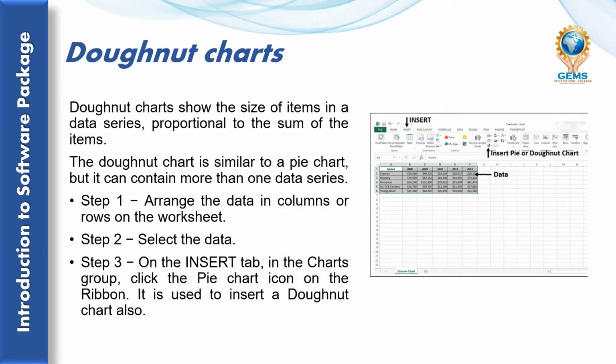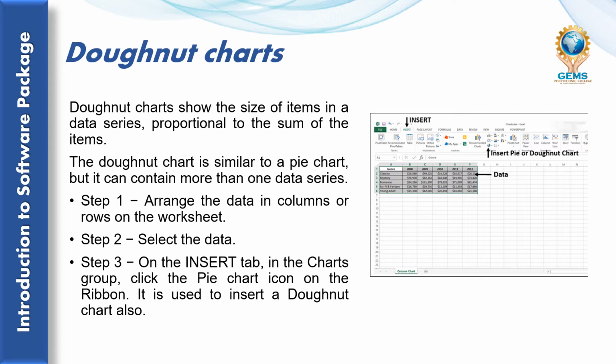Now we will see donut chart. This chart shows the items in a data series proportional to the sum of the items. This is a chart which is similar to a pie chart, but it can contain more than one data series.